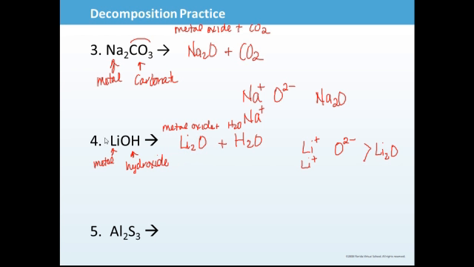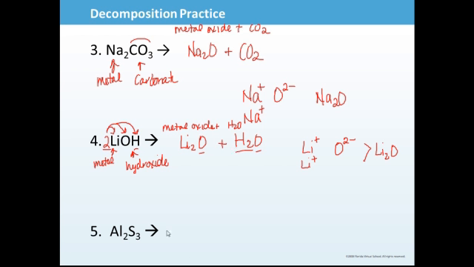I have 2 lithiums on the right. I need 2 lithiums on the left. But remember, that changes the number of lithium, oxygen, and hydrogen. I have 2 oxygens on the left, but that's okay because I have 2 oxygens on the right. I have 2 hydrogens on the left, I have 2 hydrogens on the right, and I am now balanced.